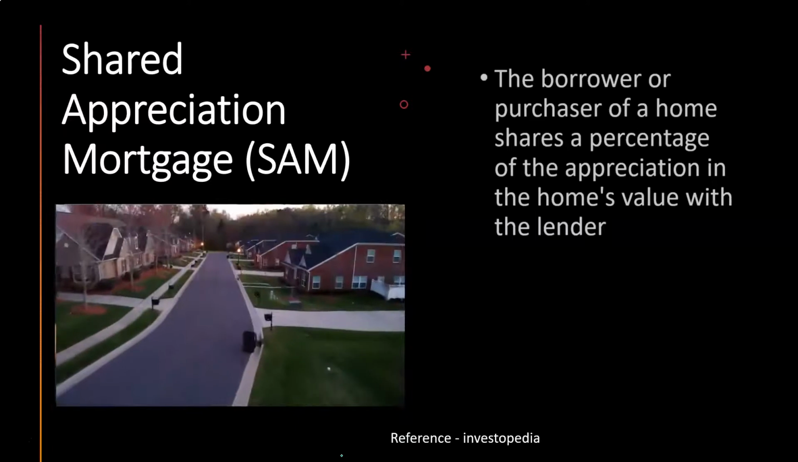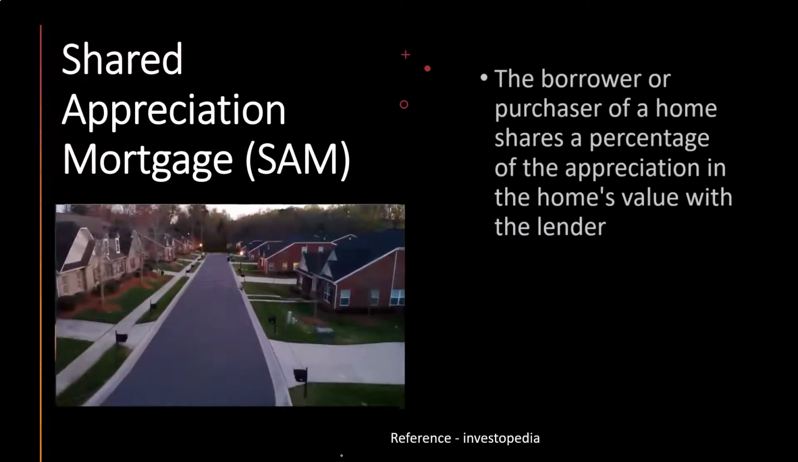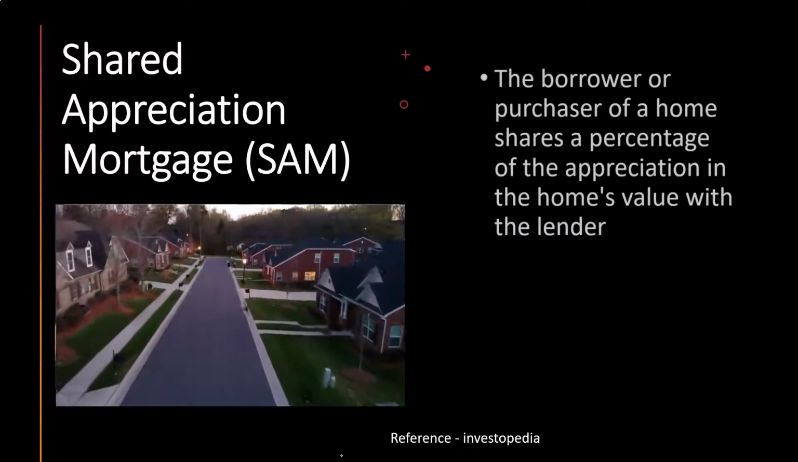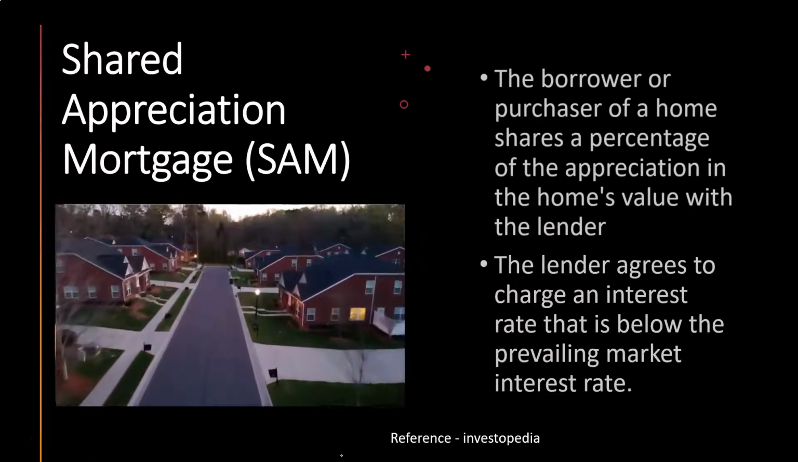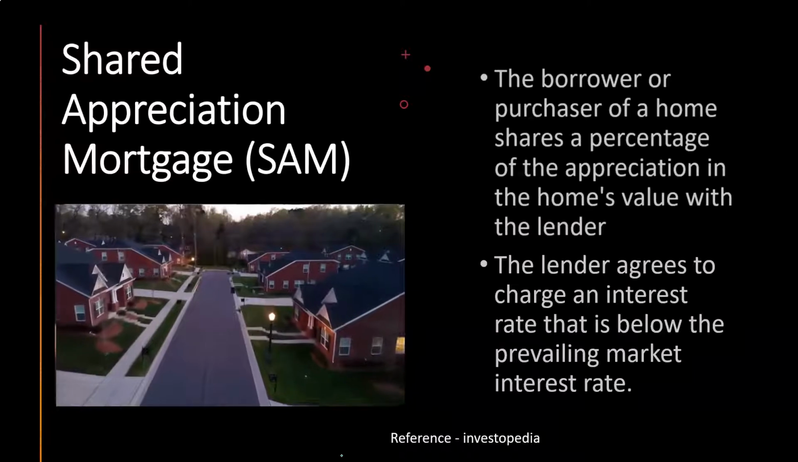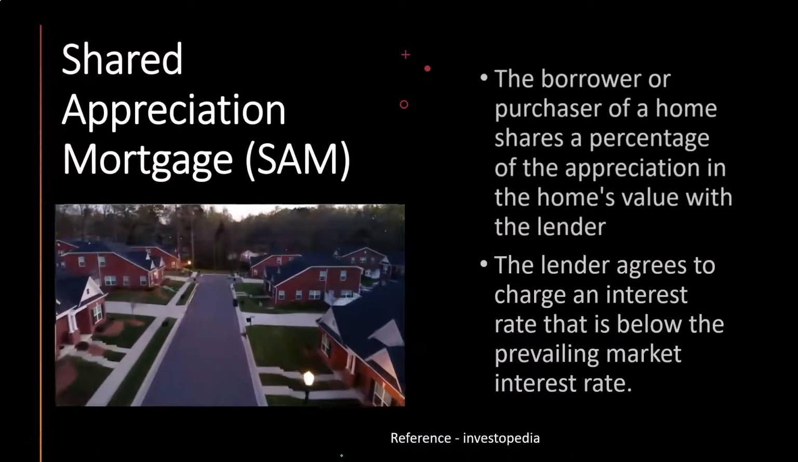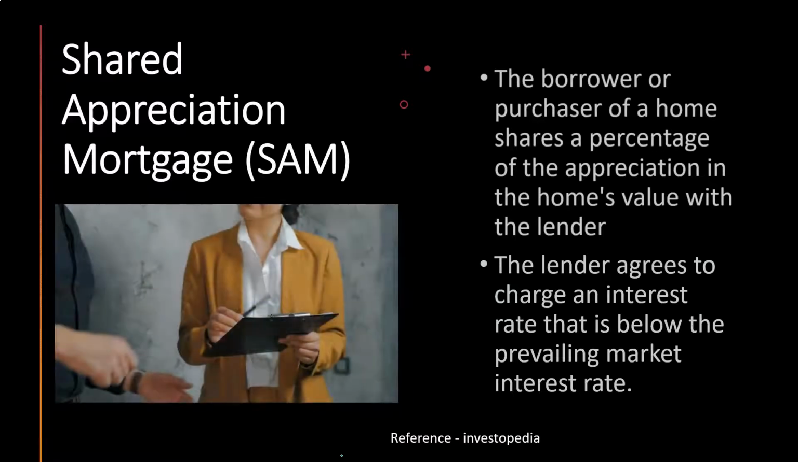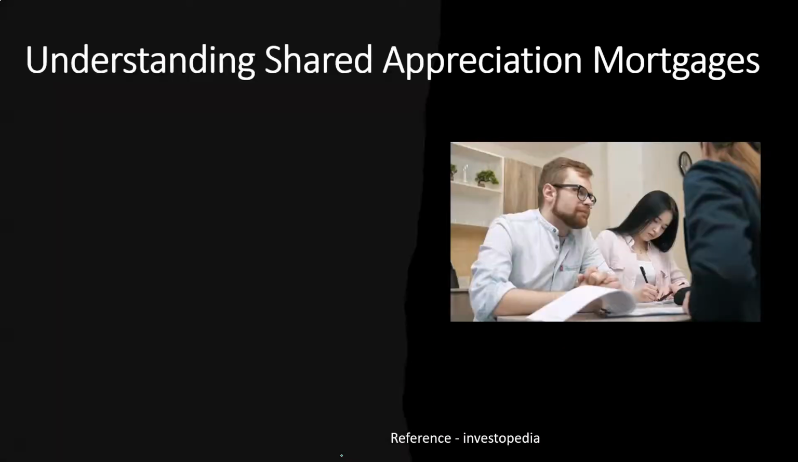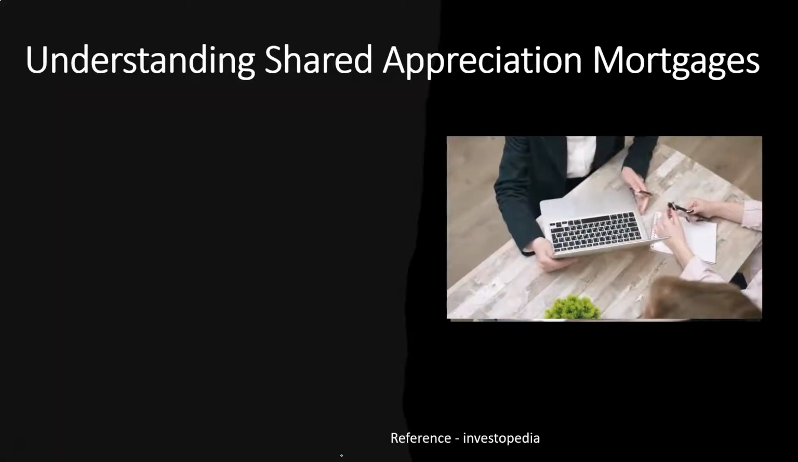However, the concept of it, of course, is the lender getting a piece of the increase in the value of the property in exchange for a lowering of the payments and the rate. So the lender agrees to charge an interest rate that is below the prevailing market interest rate. In other words, if you looked at the 30-year fixed rate, then of course you would assume that if you had a SAM, you would be getting a more favorable rate in exchange for this understanding or this deal.